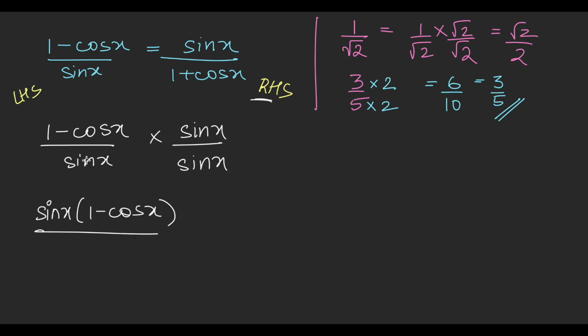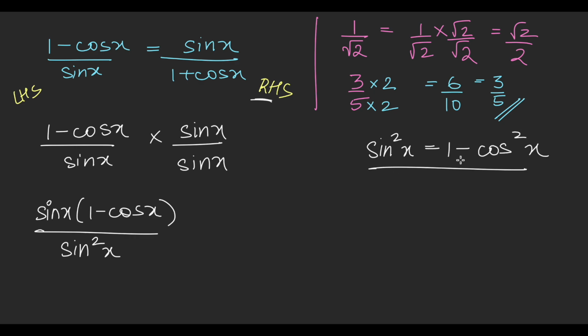Now similarly, sin x into sin x is equal to sin²x. Now what did I tell you earlier? If I ever have a sin²x or a cos²x, you will immediately use the identity sin²x plus cos²x is equal to 1, from which I know that sin²x can be written as 1 minus cos²x. This is an incredibly important identity that you must know. Now, I can write this as sin x 1 minus cos x upon 1 minus cos²x.